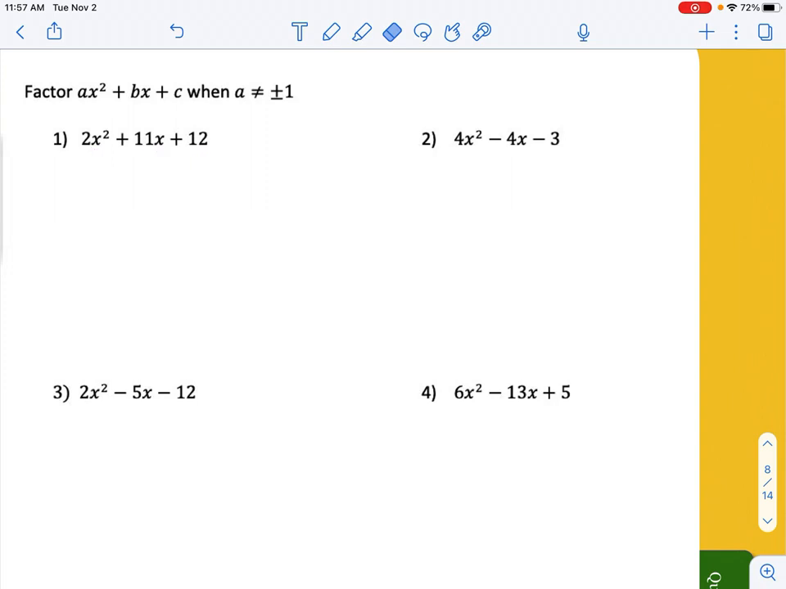So, when we have an a term that is different from 1 or negative 1, we still use the same process as our previous lesson, where you find factors of c. So in this case, we need factors of 12. But we also, because a is no longer 1, need to find factors of a as well. So then we need to find the factors of 2.